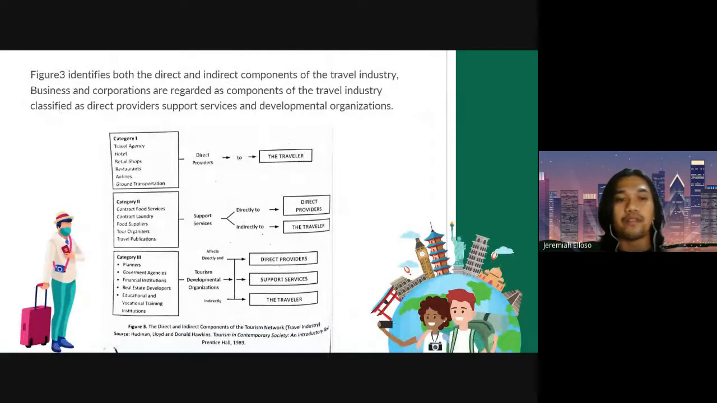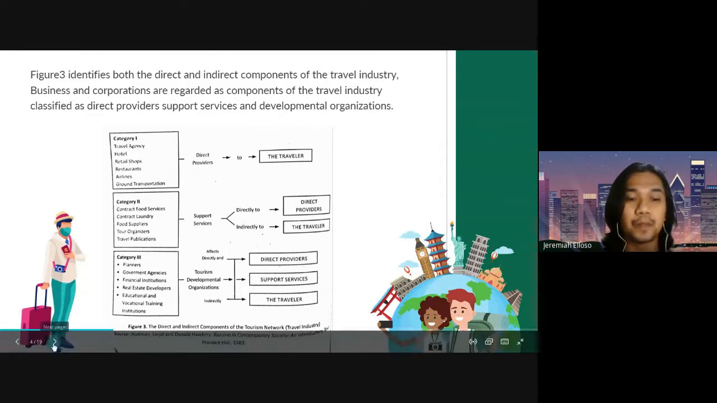So here you see figure three, the direct and indirect components of the tourism network in the travel industry. This figure identifies both the direct and indirect components of the travel industry. Business and corporations are regarded as components of the travel industry classified as direct providers, support services, and developmental organizations. And actually, we're going to discuss each of these three categories one by one to give you a clearer perspective of these different categories of the direct and indirect components.